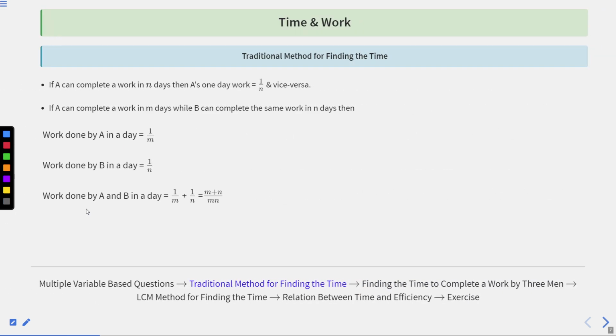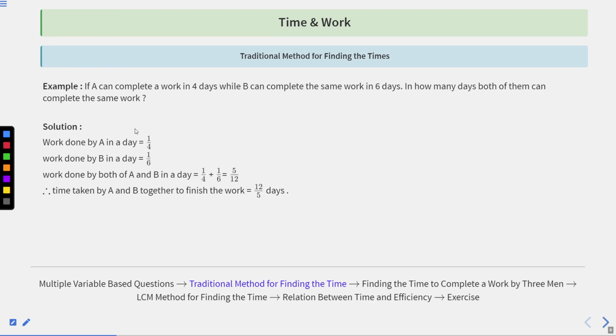Now let us move ahead and see the traditional method for finding the time. If A can complete a work in n days, then A's 1 day work is 1 upon n. And if A can complete a work in m days, while B can complete the same work in n days, then work done by A in a day is 1 upon m, and work done by B in a day is 1 upon n. So the work done by A and B in a day will be 1 upon m plus 1 upon n, that is equal to m plus n upon mn.